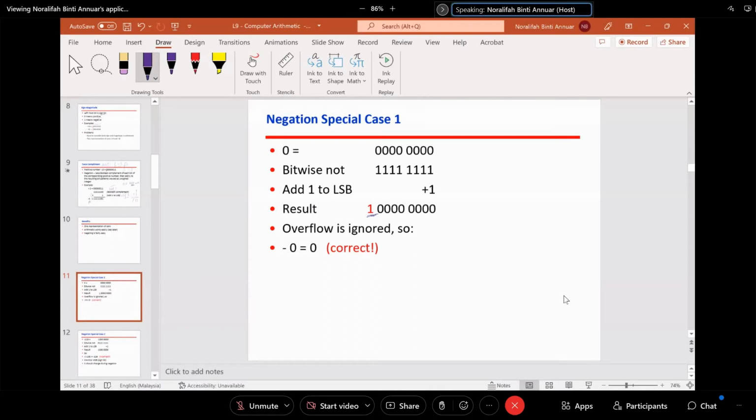So negative 0 and 0 is correct, because negative 0 and 0 is the same value, right? Can you think about it? Because you don't owe anything. For example, if I am owing money to someone, and I don't owe you, it means it's a negative 0, no debt. So it's the same value. So this is a special case. The 1 at the end is considered overflow, so it will be ignored by the computer.